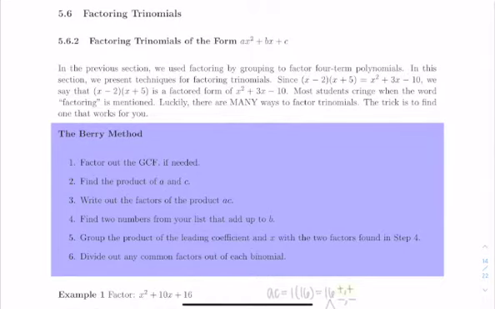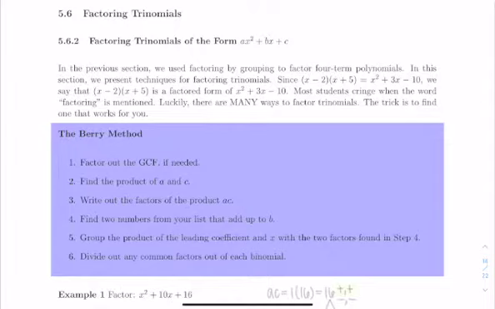In section 5.6, we are factoring trinomials of the form ax squared plus bx plus c. In the previous section, we used factoring by grouping to factor 4-term polynomials. In this section, we present techniques for factoring trinomials.